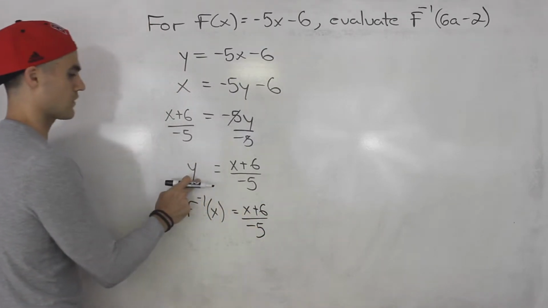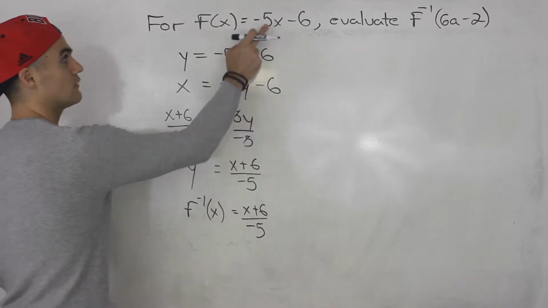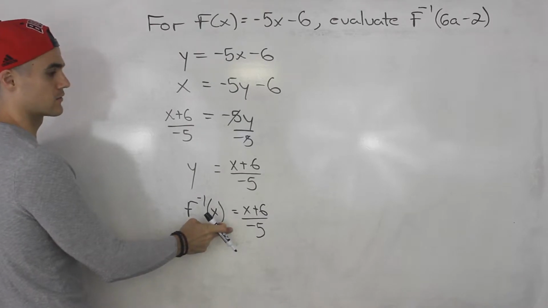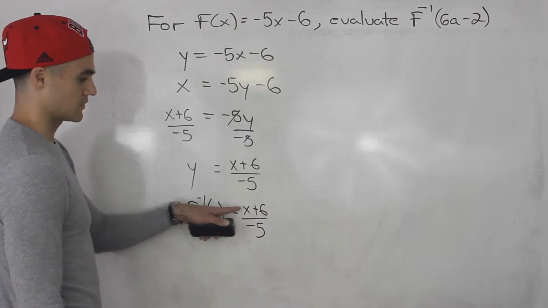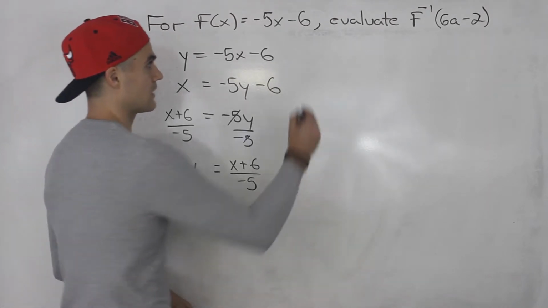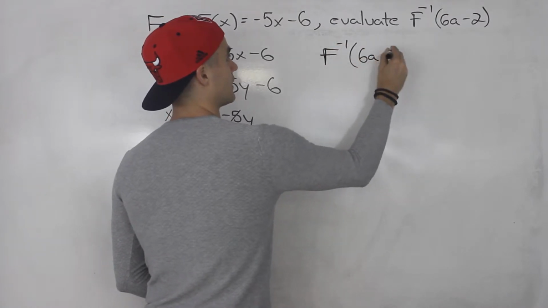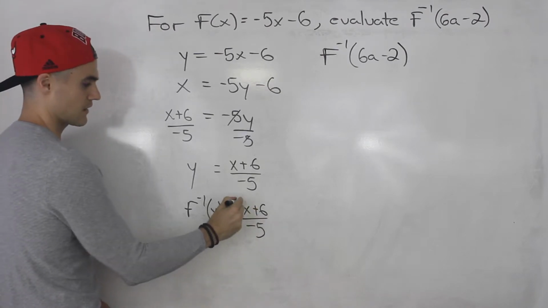Right? So we isolated for that new y, and we can just put that inverse notation. So the inverse of this function here is that right there. So we know f inverse of x is equal to x plus 6 over negative 5. So now all we have to do is plug in 6a minus 2 for that entire x value.